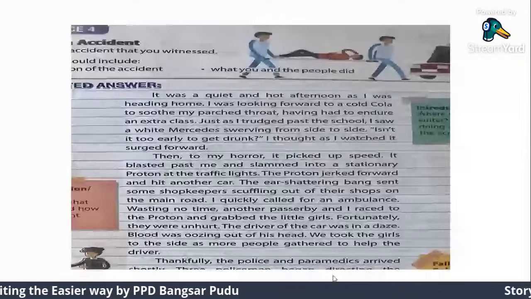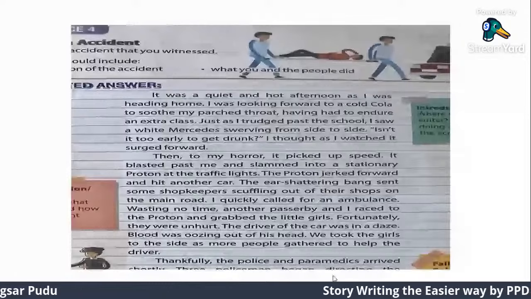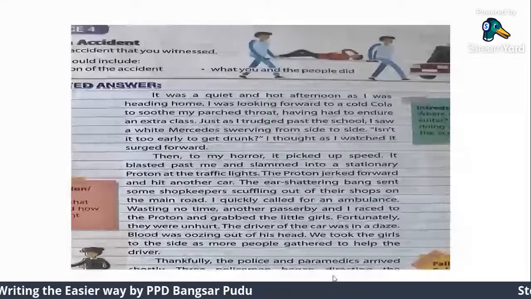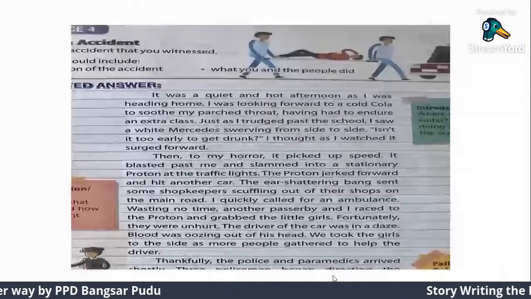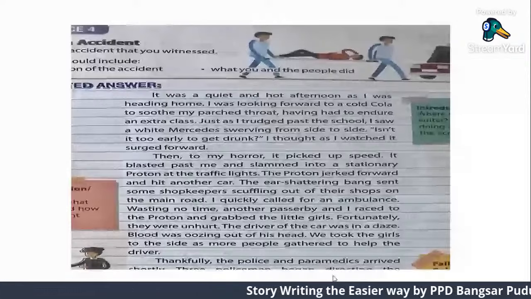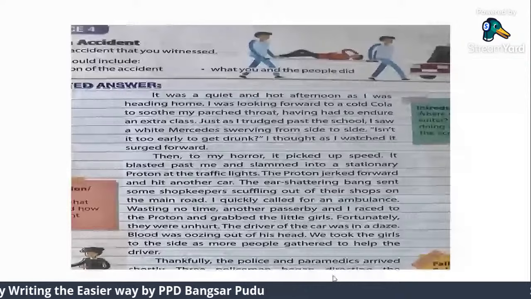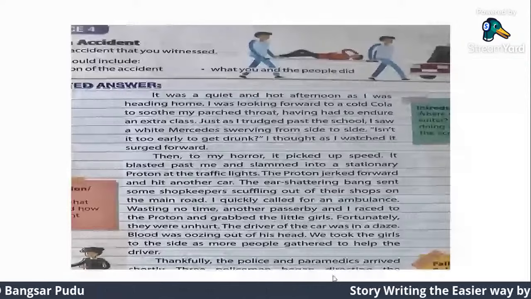Just as I trudged past the school, I saw a white Mercedes swerving from side to side. So the problem is starting now. I wanted to show you this. You don't necessarily have to start your problem in the next paragraph. You can actually start in the beginning also. I'm actually naming the white Mercedes, all right? Swerving from side to side. Okay, copy that word or that phrase. In an accident, you need to write this one. Swerving from side to side, losing control of the car.